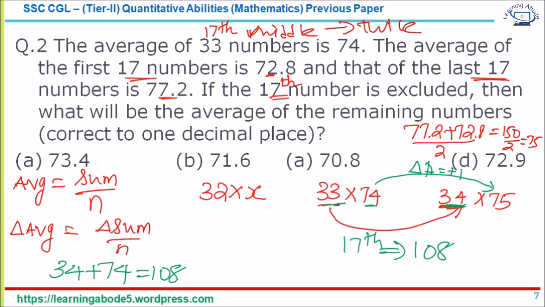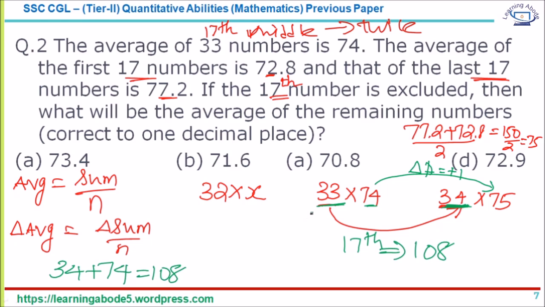Because please understand, the 33 numbers, how did it become 34? Because you added that 17th number twice. So because of adding one more time, you got that 34th number, right? Now because of that, the average has increased to 75, which means the average has increased by 1 and the sum has increased by 34. So that number has contributed 34 more than the existing average. So 34 plus 74, that 17th number is 108.